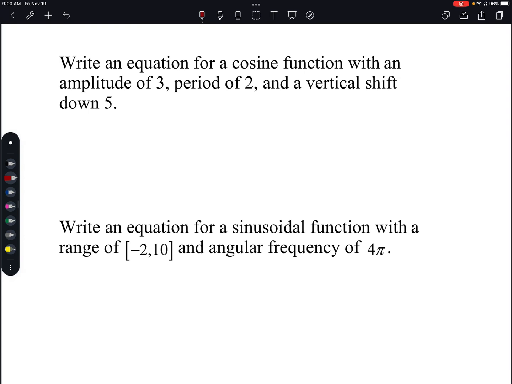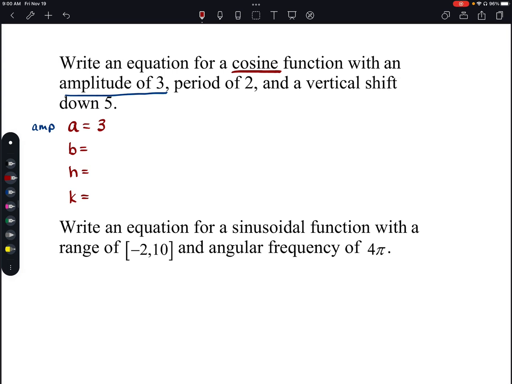Let's get started. First one says, write an equation for a cosine function. So right now we know we're talking about a cosine with an amplitude of 3, a period of 2, and a vertical shift down 5. So I'm going to just list out those 4 parameters over here. We'll be finding A, B, H, and K. Now, remember our A is just our amplitude, so we know that A is going to be 3.